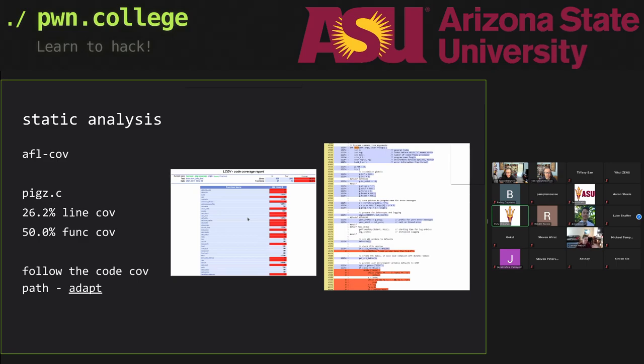So after setting up the fuzzer with all the optimizations and techniques that Connor talked about before, we decided to use static analysis techniques. Specifically, we used AFL cov to find out the coverage of the source code by the AFL generated inputs. We discovered that the coverage was only 26.2% of the source code, spread across 50% of the total functions. Even though the coverage percentage was really low, we discovered we were covering almost all of the decompression part of the code, which we were fuzzing.